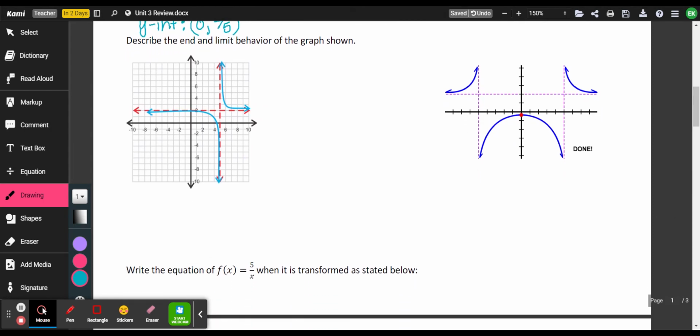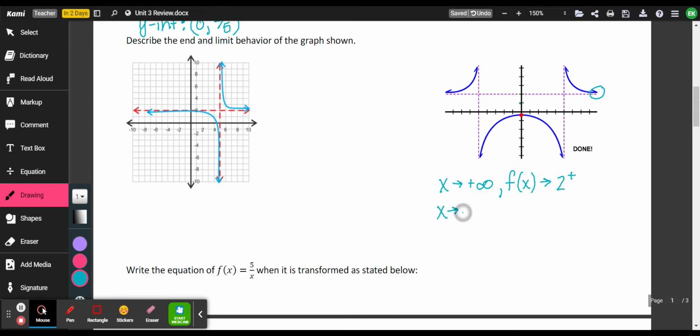Describing the end or limit behavior. That applies to the asymptotes and also the positive and negative infinity. So I'm going to do the one on the right because that one has more. The one on the left will only have 2 end behaviors and 2 limit behaviors. But because the one on the right here has 2 asymptotes, it actually has 6. Okay. So we'll start with the end behavior. As x approaches positive infinity, that's to the right here, f of x is approaching 2 from the positive side, okay?